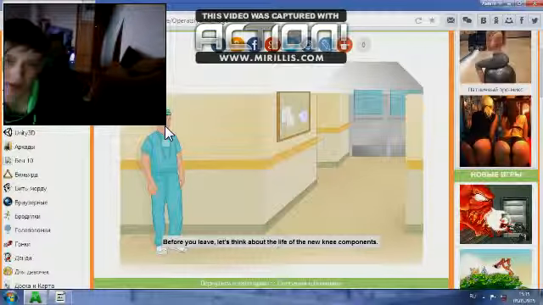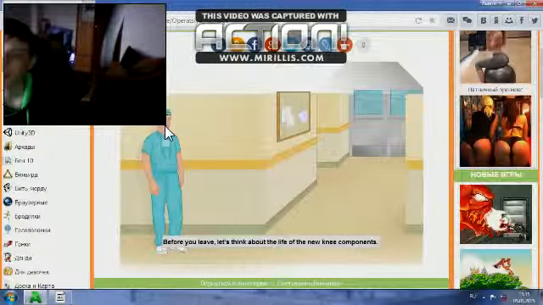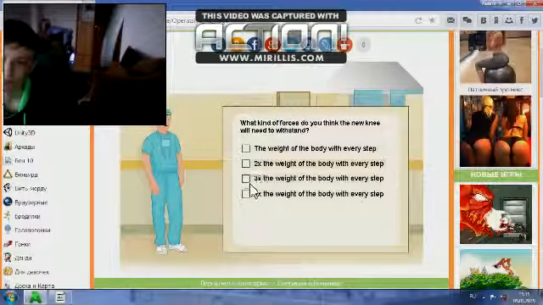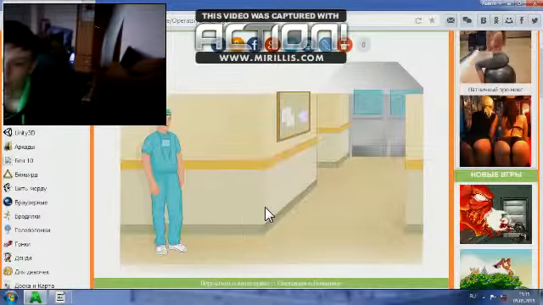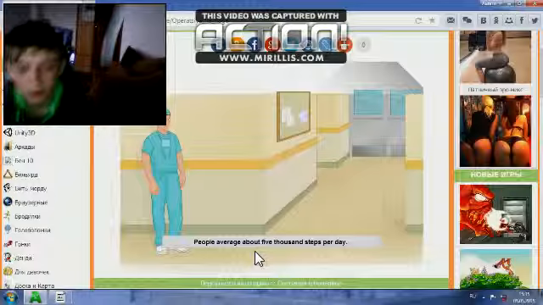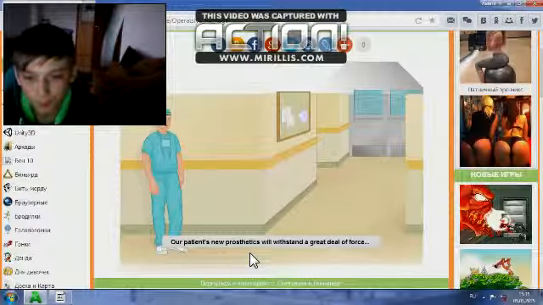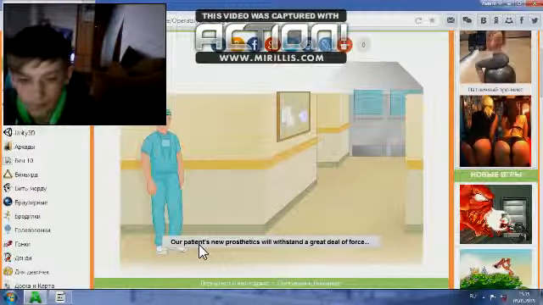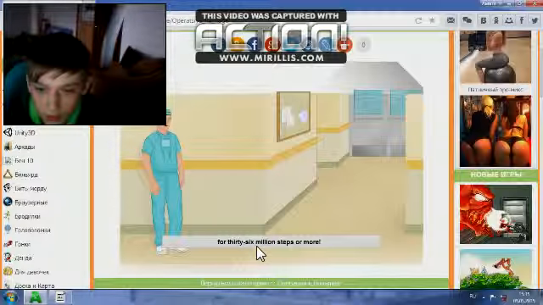Before you leave, let's think about the life of the new knee components. What kind of forces do you think the new knee will need to withstand? People average about 5,000 steps per day. Our patient's new prosthetics will withstand a great deal of force, for 36 million steps or more.